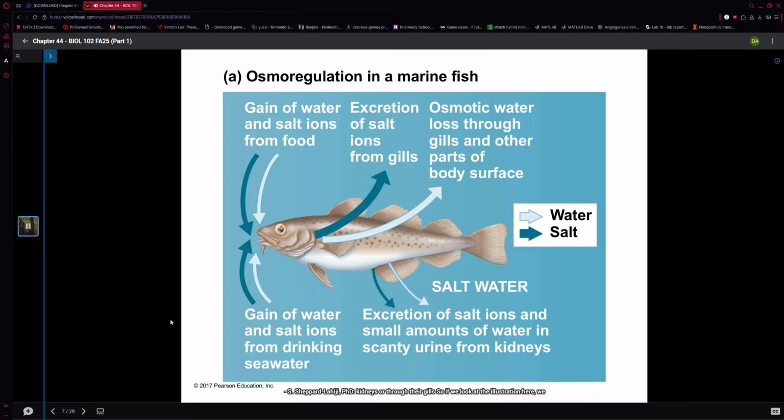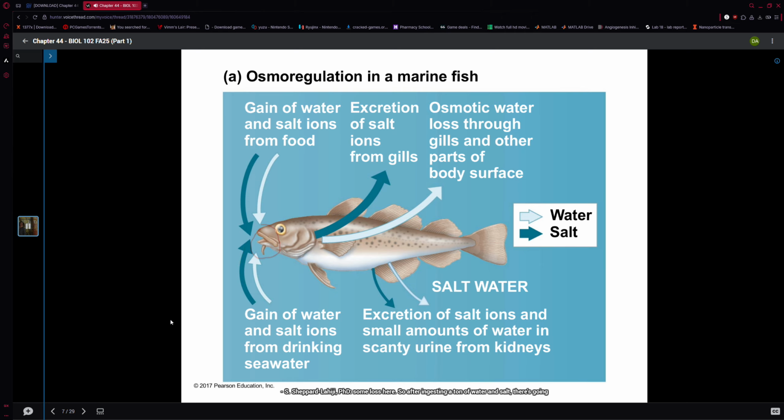If we look at the illustration here, we have the fish taking in water through drinking. By taking in the water in the surrounding environment, there has to be the ingestion of salt ions too, because you can't partition out one versus the other. And in this illustration, the lighter arrow is water, the dark arrow is salt. So the fish is taking in and ingesting a ton of water and a ton of salt. But we want to maintain a balance of both water and solids. So there needs to be some loss here.